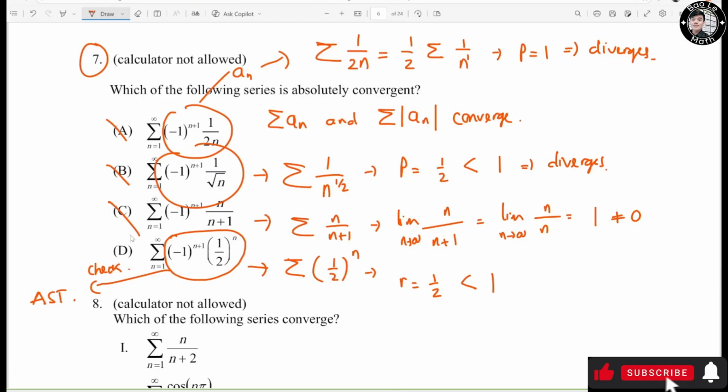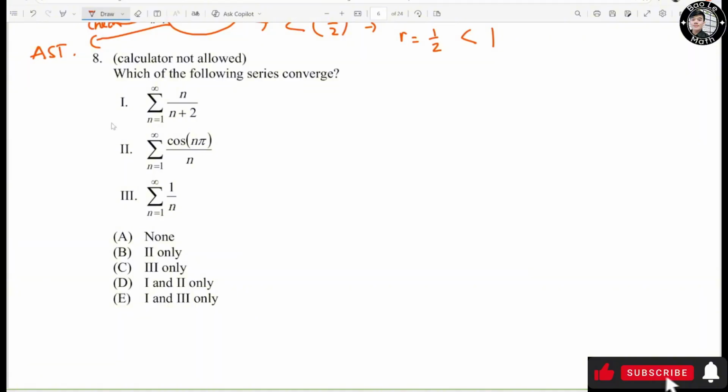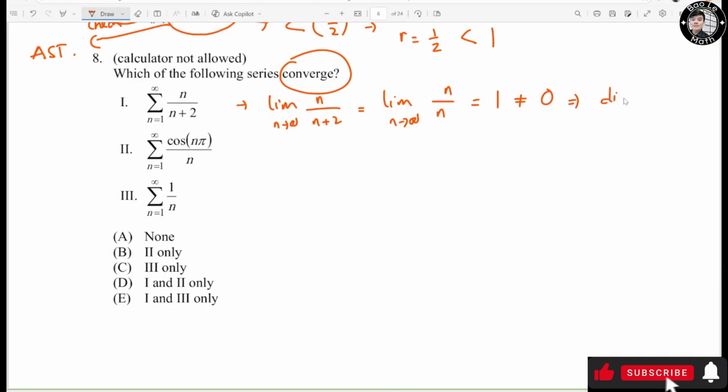So the answer must be D. Question 8. Which of the following series converge? Now, number 1, this one actually diverges by the nth-term test, right? Because when you take the limit of n over n plus 2 as n approaches infinity, it's the limit of n over n, which equals 1, not equal to 0. So by the nth-term test, this series diverges.